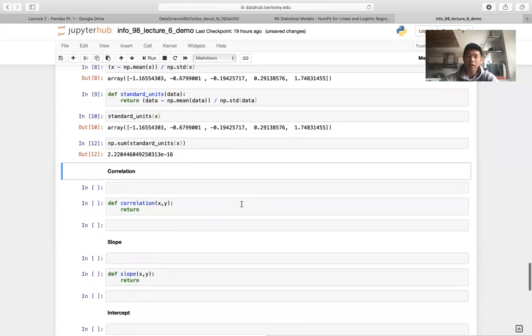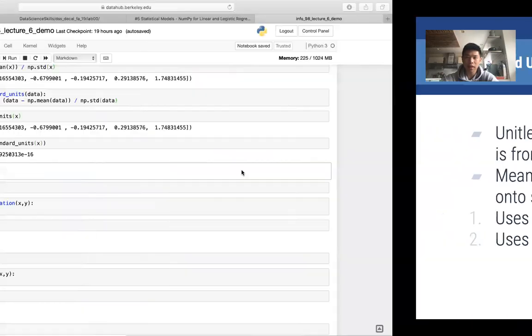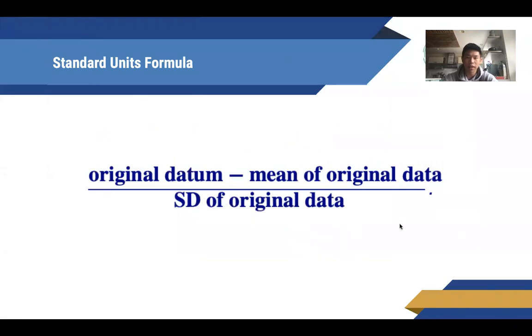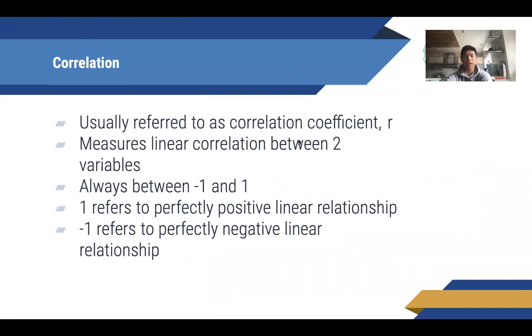So now that we found the standard units of our data set, here you can see the standard unit formula again. Now you can find the correlation. Correlation is referred to as the correlation coefficient R. It measures the linear correlation between two variables. This coefficient R is always a number between -1 and 1. 1 refers to a perfectly positive linear relationship, and you'll see some examples. And -1 refers to a perfectly negative linear relationship.